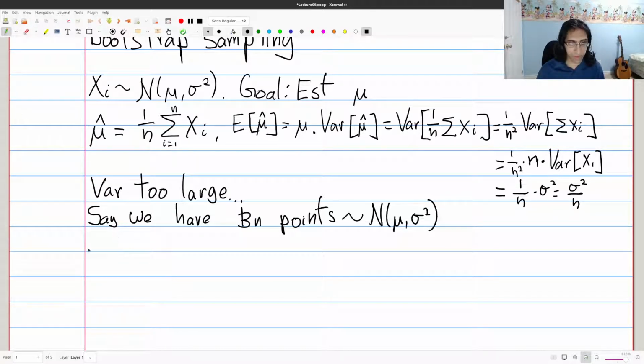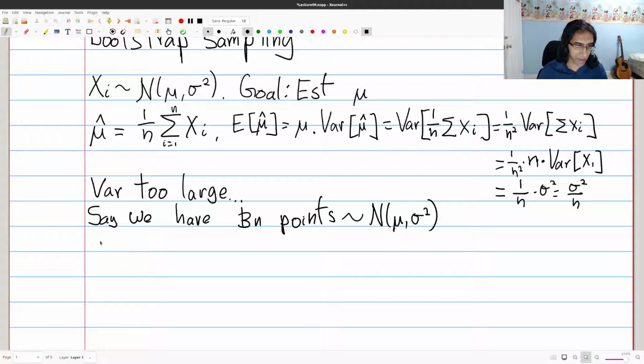What we would do is a bunch of different estimators. So we say mu hat j. Let's index this with j. We're going to split our data into b different parts, and for each one we have a different set of points. Let me write it like this.